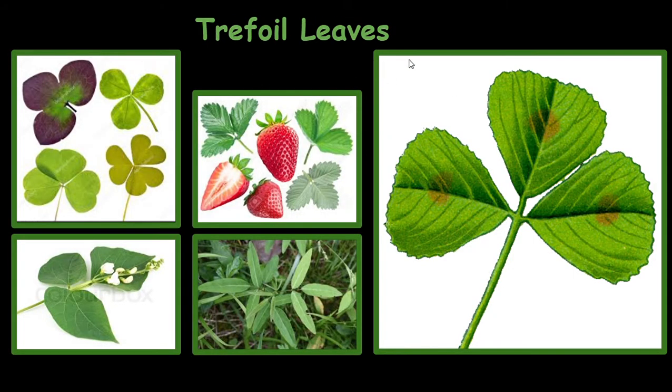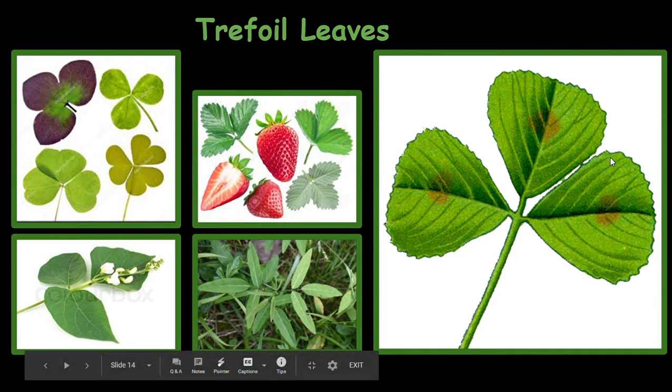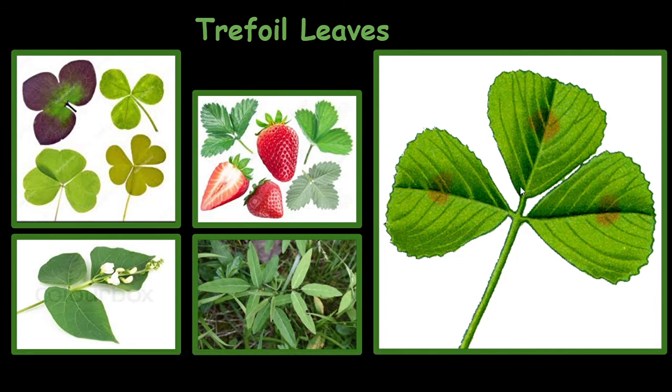Trefoil leaves. These are trefoil leaves. See, if you look at this leaf, on one stalk you will see 3 different parts. You can see 3 different leaves. They grow this way together, but they are 3 different leaves. Tre means 3, and foil. See, they have 3 foils. That's why they are called trefoil.